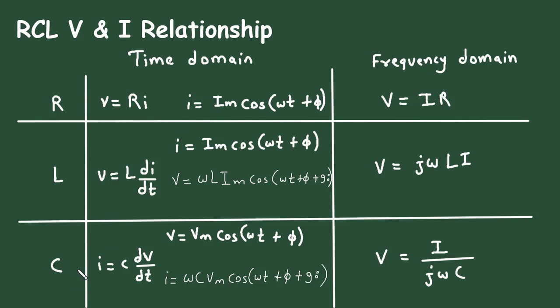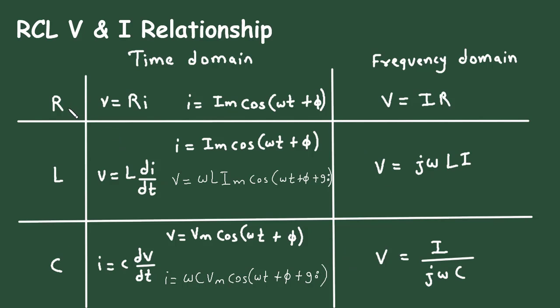In time domain, this is the relationship between voltage and current for a capacitor: i is equal to C dV by dt, and we know that v is equal to Vm cos(omega t plus phi). Now if we substitute this voltage value here, then we have to take the derivative of this. Then after simplifying and adding 90 degrees, it will become a standard equation. Now in frequency domain, this will be V is equal to I divided by j omega C. So just remember all of these formulas.